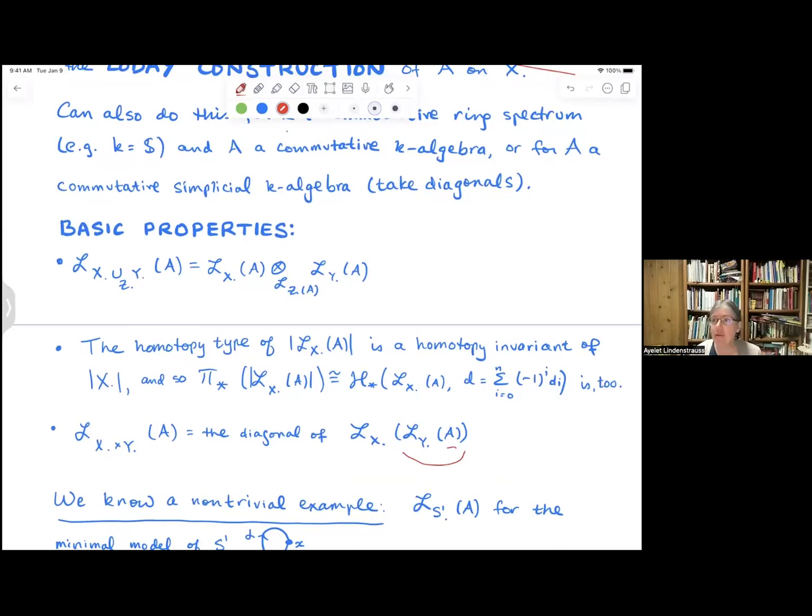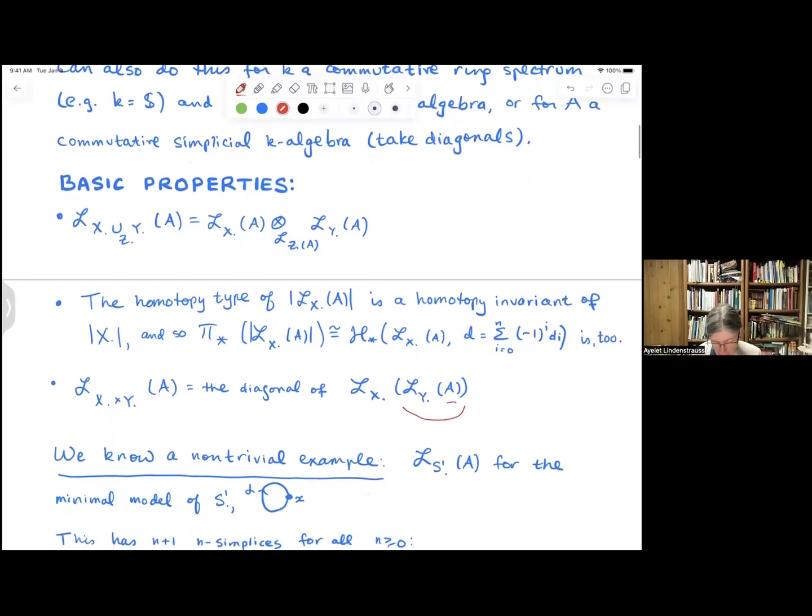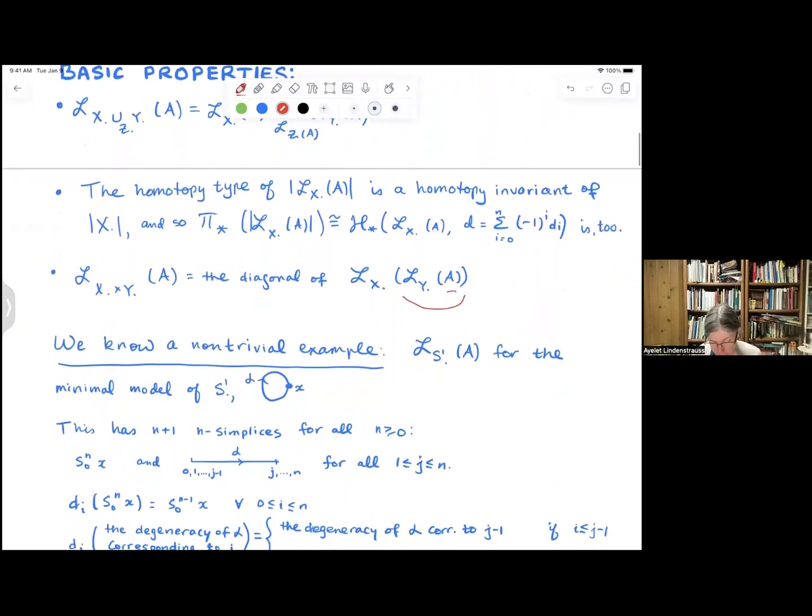The easiest examples are finite sets, where you get from A to tensor copies of A. But there is a non-trivial example that we know.